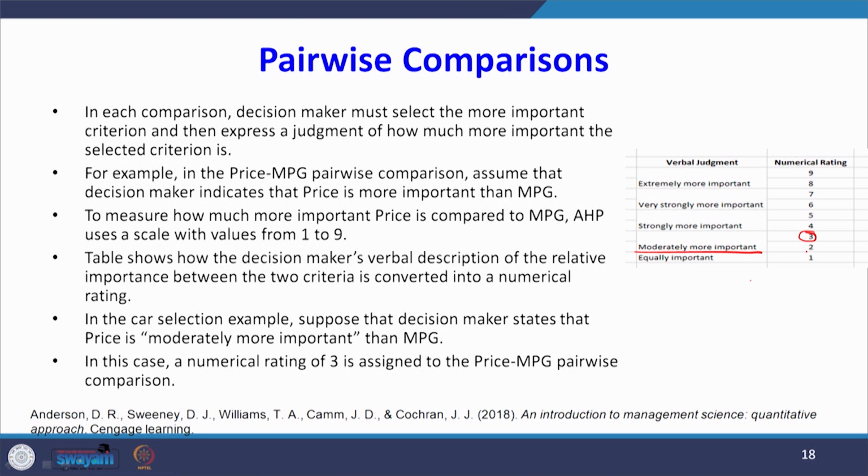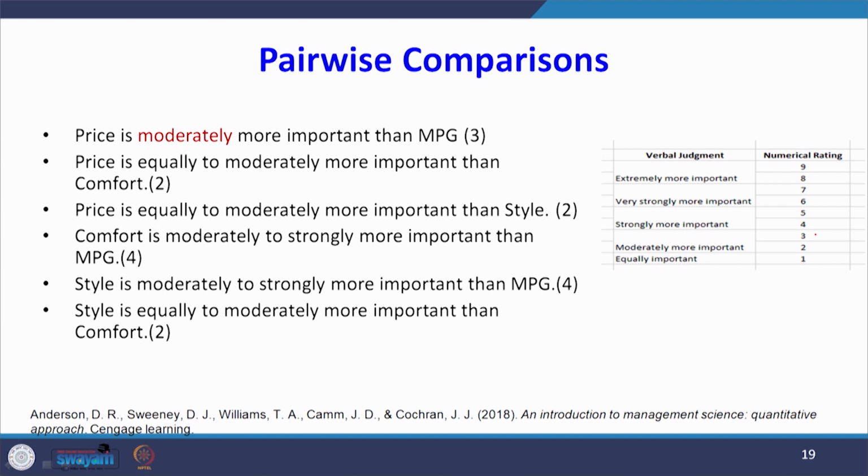You can select 2 also, but here it is up to you to decide, but it has to be consistent. If you say moderately more important, you can go for 3 also and 2 also. Then if you feel that it is moderately important, then you can go for 3, but it has to be consistent. In this case, the numerical rating of 3 is assigned to the price miles per gallon pairwise comparison. So, that is why you see that the 3 is entered.